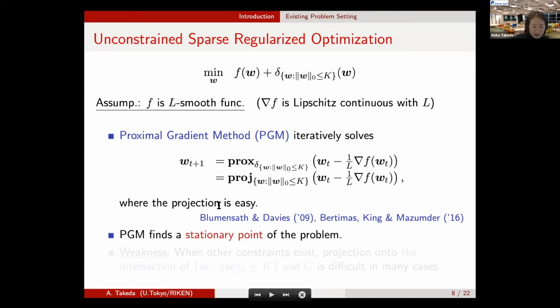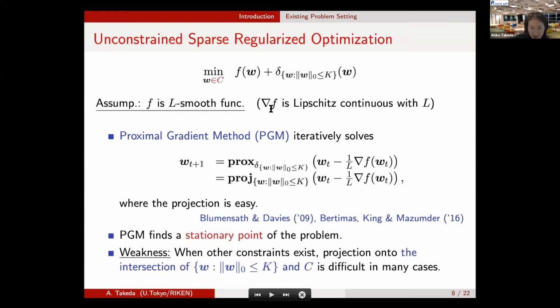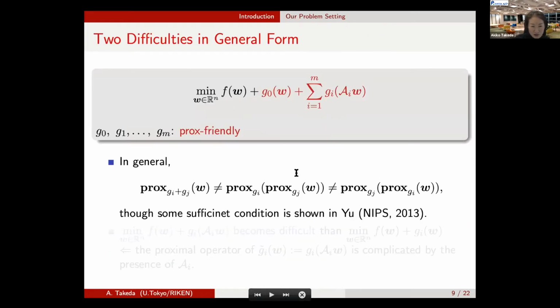But the weakness is, as I said, if there is one more constraint, it will destroy this algorithm and also the theoretical guarantee. Now we need to think of a projection onto the intersection of this constraint and another one, C, at the same time, and that is, in general, difficult. So we need to think of another way of dealing with more constraints, more terms here.